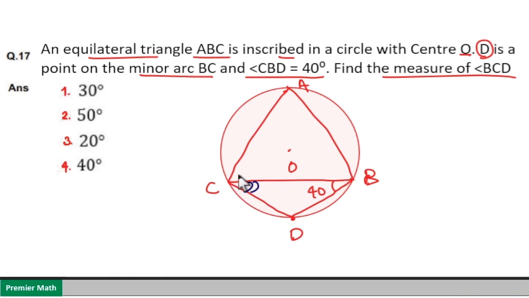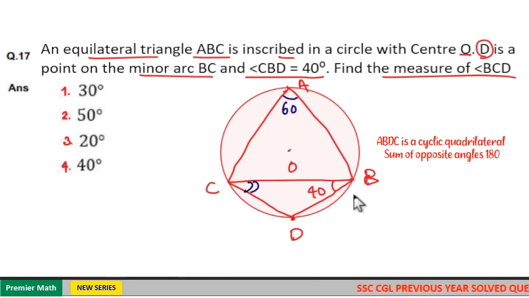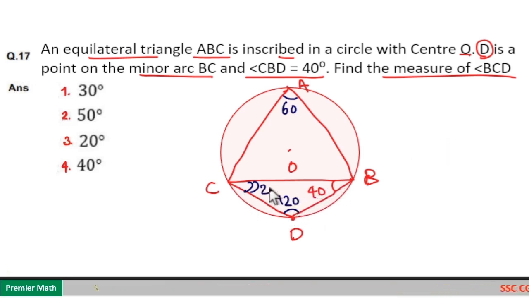Here, equilateral triangle, all angles are 60 degree means this angle is 60 degree. And this ABCD is a cyclic quadrilateral, which means the sum of opposite angles is 180 degree. So 60 plus 120 is 180 degree. Now if you take this triangle, this is 120 plus 40. So remaining should be 20. Sum of angles of a triangle is 180 degree. So option 3 is your answer. That is angle BCD is 20 degree.